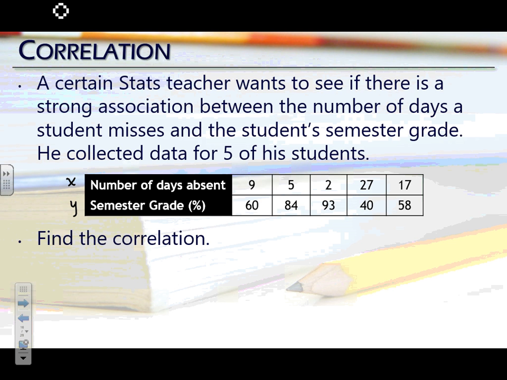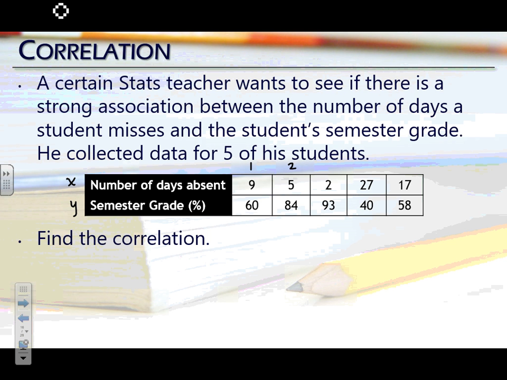Okay? So each column here represents one student's information. Student 1 was absent 9 days, they finished with a 60% on the semester. Student 2 was gone 5 days, they finished with an 84, and so on. So these values in the columns are attached to each other. They are corresponding x and y values.